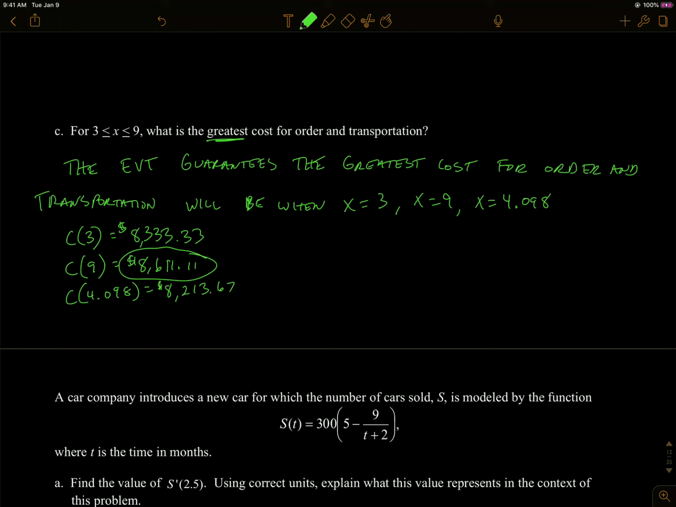So we have to kind of mention the interval. For the interval, x is in between 3 and 9 inclusive. The greatest cost will occur at 9, and it is $8,611.11.